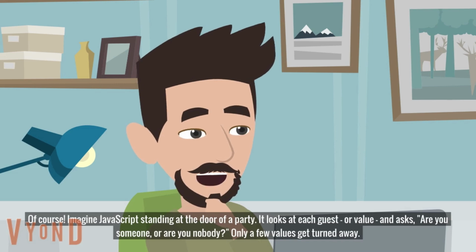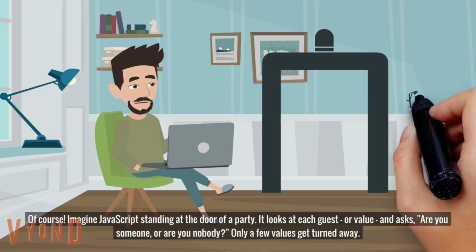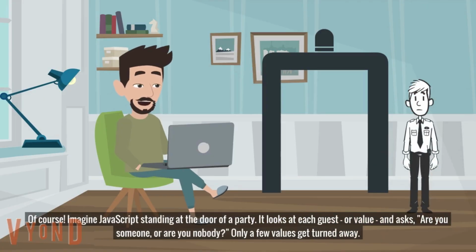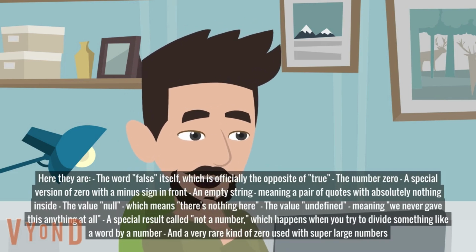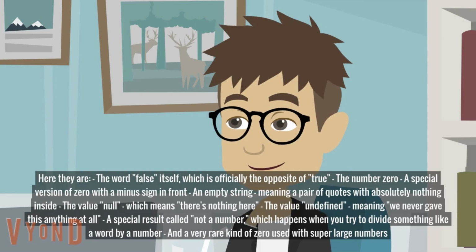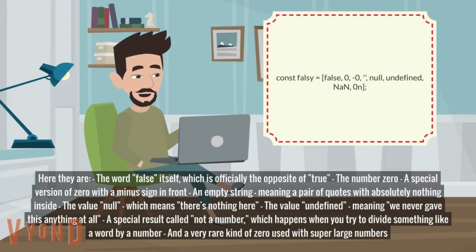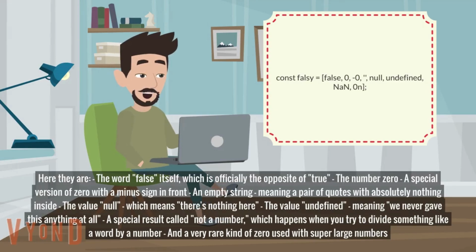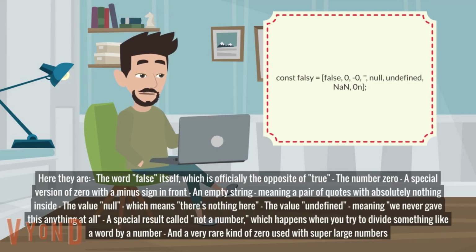Of course. Imagine JavaScript standing at the door of a party. It looks at each guest or value and asks, are you someone or are you nobody? Only a few values get turned away. Here they are: the word false itself, which is officially the opposite of true, the number 0, a special version of 0 with a minus sign in front, an empty string, meaning a pair of quotes with absolutely nothing inside, the value null, which means there's nothing here, the value undefined, meaning we never gave this anything at all, a special result called not a number, which happens when you try to divide something like a word by a number, and a very rare kind of 0 used with super large numbers.